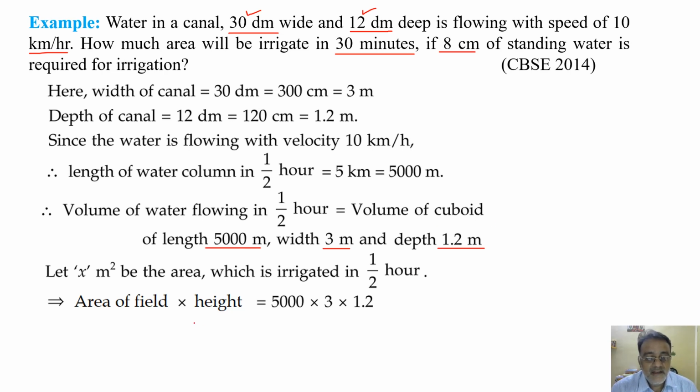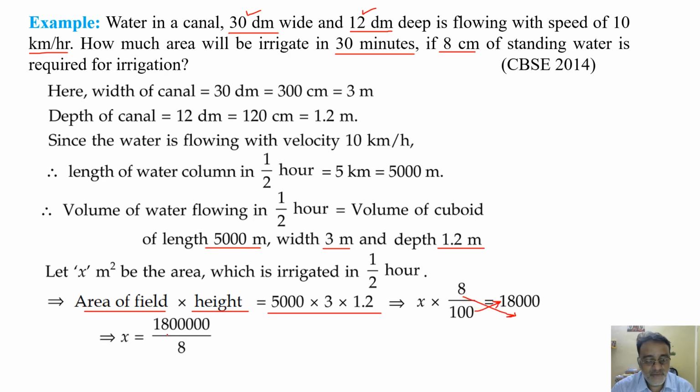Yes, sir. And we have taken it as x, and this is 8 upon 100, ठीक है, and this will be, if you multiply, you will get 18,000, right? So 18,000 into 100 divided by 8. So if you simplify, you will get 2,25,000, and this is the final answer.